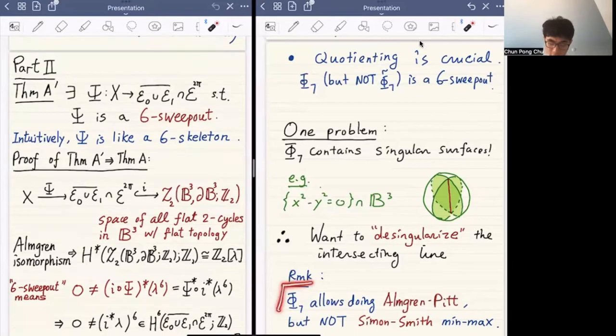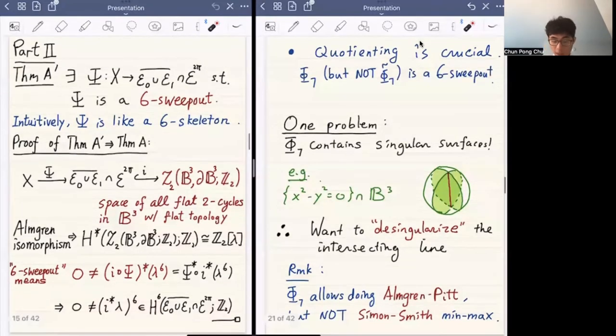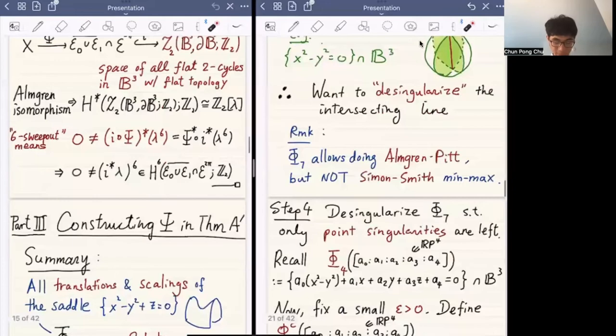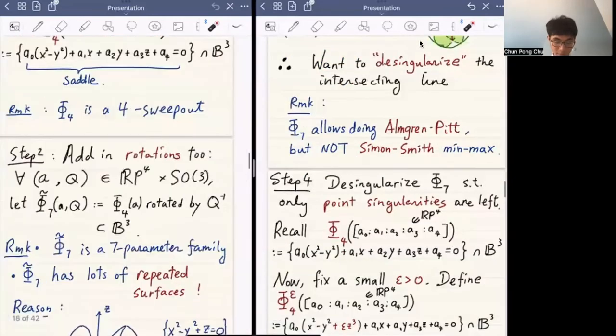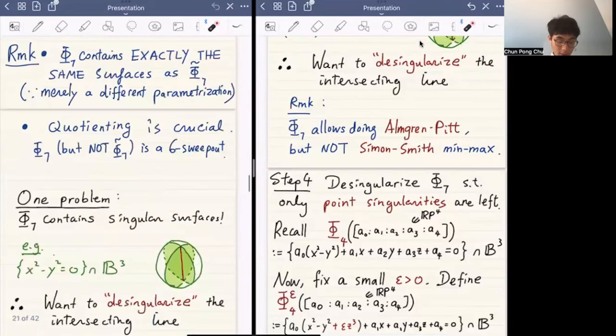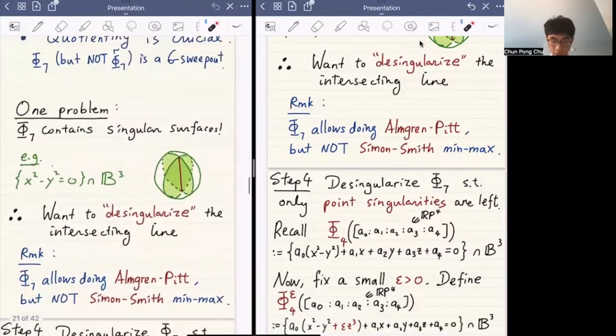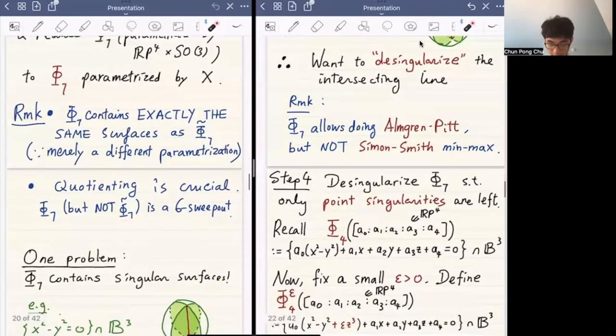So in fact, phi 7 would allow one to do ungraphed min-max theory, but ungraphed min-max theory does not give a genus control on the minimal surface attained. So we want to do some min-max theory, and for that we need a surface to have at most finitely many singularities. So we have to desingularize the surfaces. That brings us to step 4. In the 4th step, we actually desingularize the surfaces.